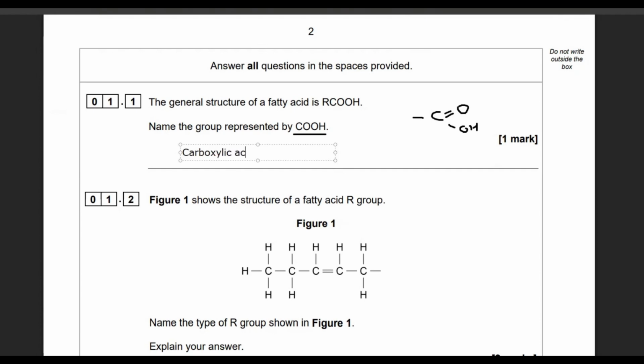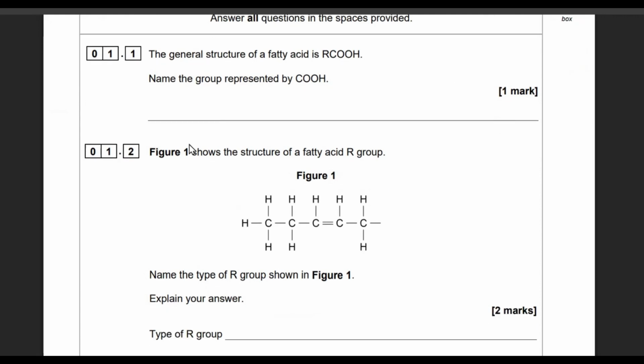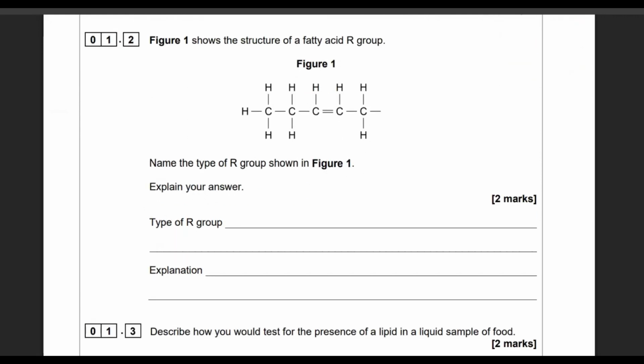Let's look at question 1.2. Figure 1 shows the structure of a fatty acid R group. So you can see we've got carbon atoms, hydrogen atoms, and we've got a double bond hanging around there. Name the type of R group shown in figure 1. Explain your answer. Once again, why don't you pause the video, have a go, and then unpause and watch the explanation.